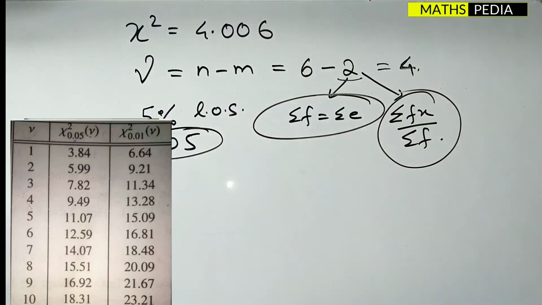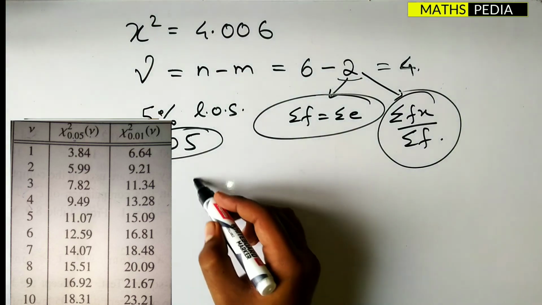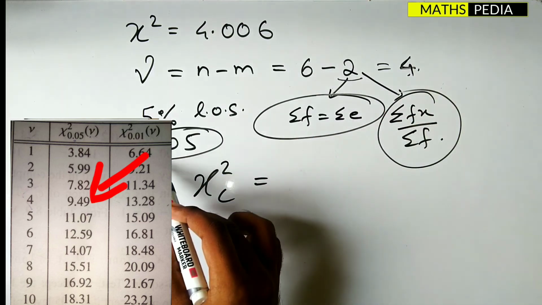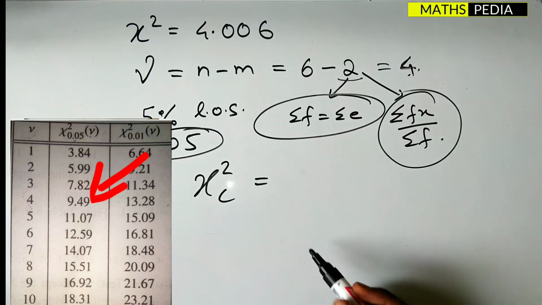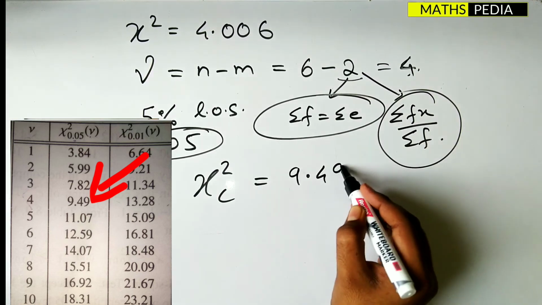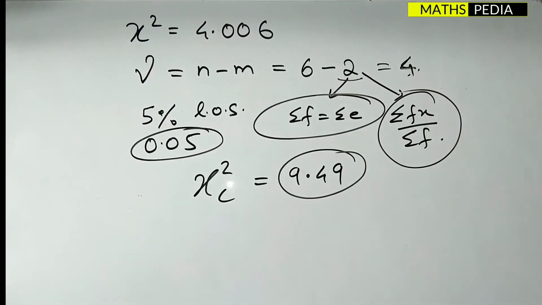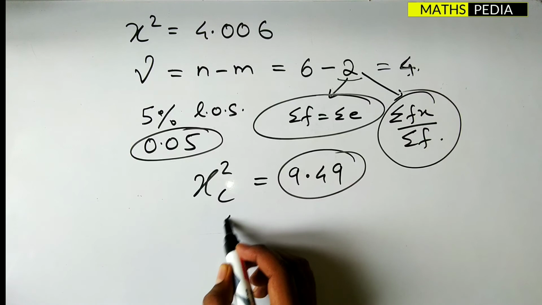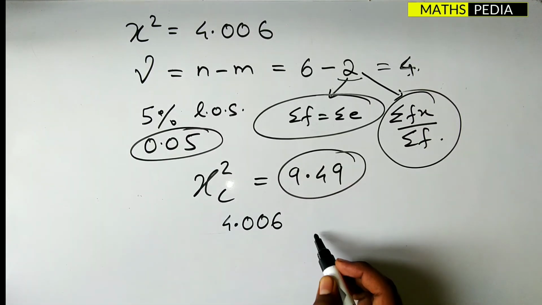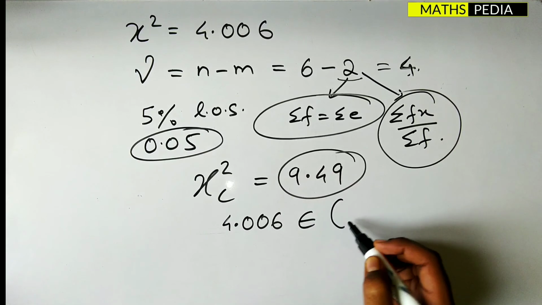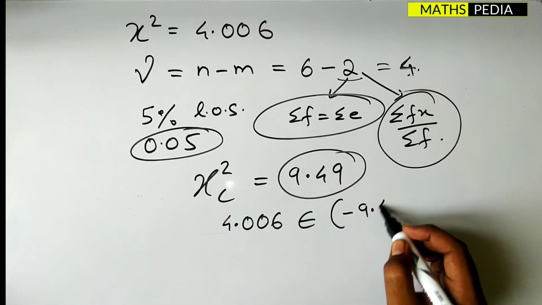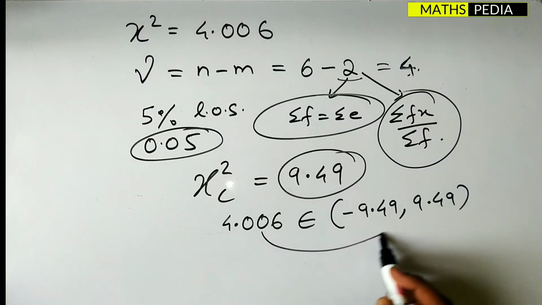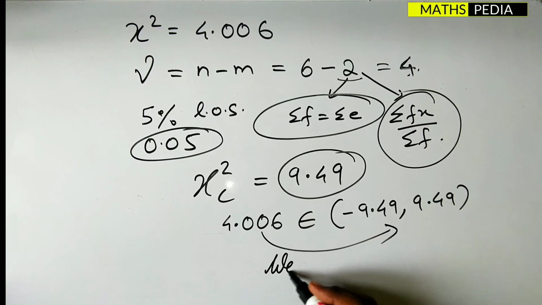So you have to check the table to find the critical chi-square value. As you can see, at degree of freedom 4 and level of significance 0.05, the chi-square value will be 9.49. This is the critical value. Now we have to check whether the calculated value belongs to the interval or not. So whether 4.006 belongs to minus 9.49 comma plus 9.49. Yes, of course it belongs to this interval, therefore we accept the hypothesis.